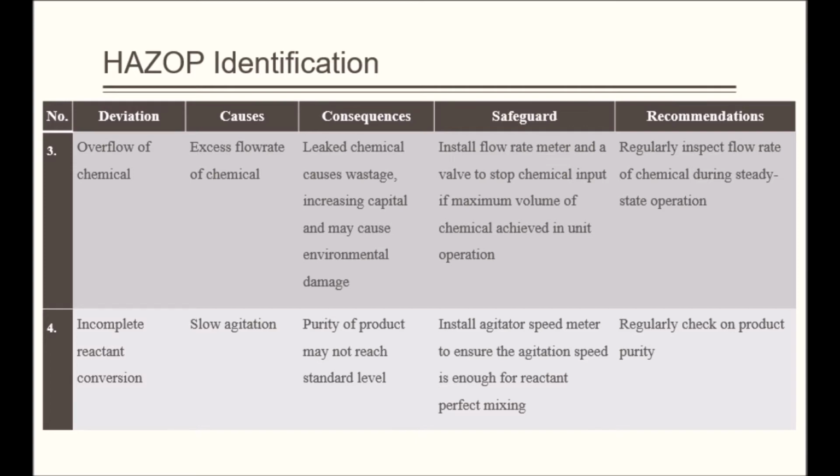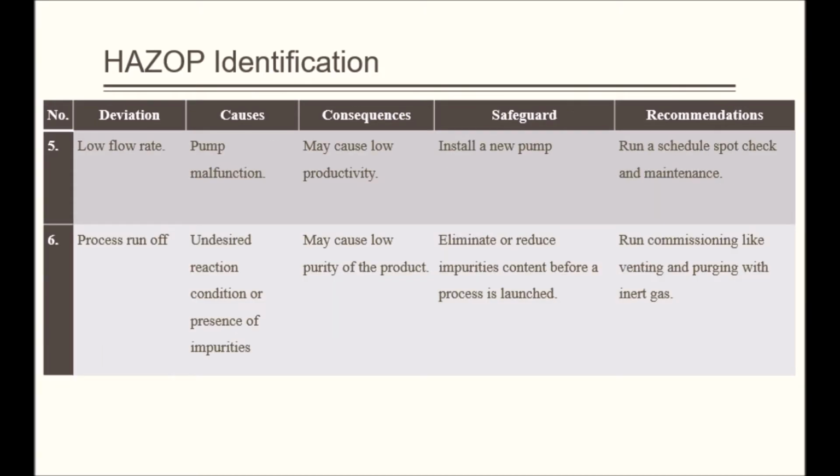In addition, incomplete reactant conversion will cause slow agitation, which may affect the purity of the product. Therefore, an agitator speed meter can be installed to ensure that the agitation speed is enough for perfect mixing of reactants. Besides, low flow rate may cause malfunction of the pump, which leads to low productivity and the need to install a new pump. Lastly, an undesired reaction condition from the presence of impurities may occur if the process runs off. This will result in low purity of the product. In order to overcome this problem, we can eliminate or reduce impurities contained before a process is launched.